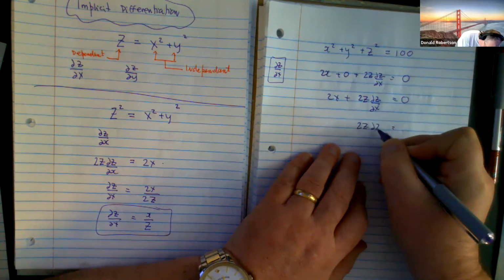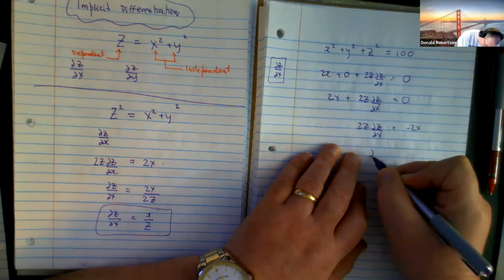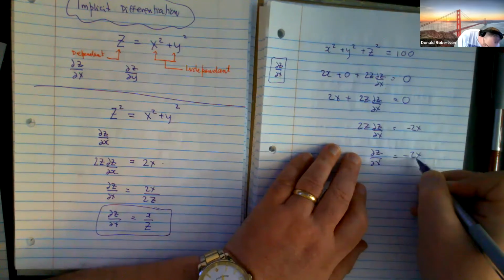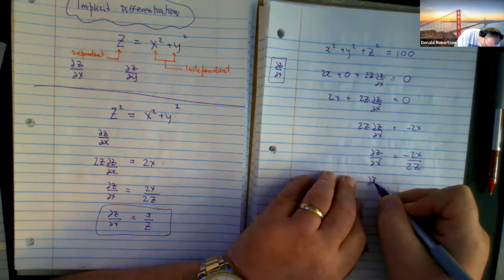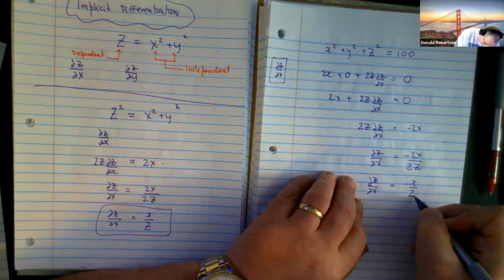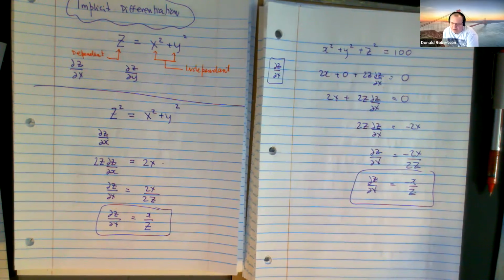So the first thing I'm going to do to both sides is subtract my 2x. And then I'm going to divide both sides by 2z. And it looks like we're going to get an answer very similar to the one I just did a minute ago. And there is the derivative with respect to x.